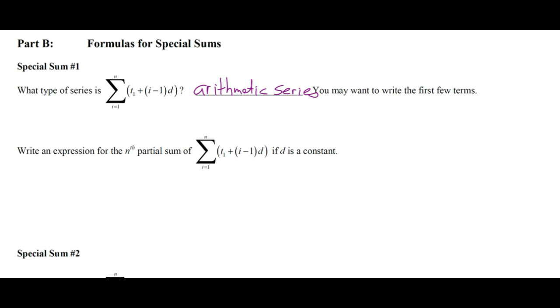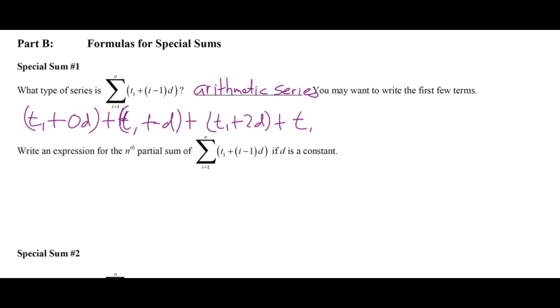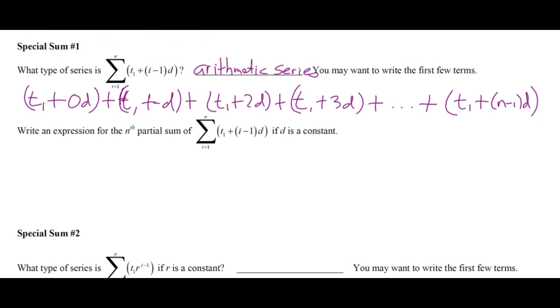Okay, it's an arithmetic series. Probably we should have written the first few terms. You may want to write the first few terms. So what are the first few terms? It would be T1 plus 0d, plus T1 plus d, plus T1 plus 2d, plus, and then the last term would have given it away, T1 plus (n minus 1)d, or at least it would have if you'd been in Math 20 and said, oh, right, arithmetic series. General term of an arithmetic sequence, and when you add them up, you get the arithmetic series.